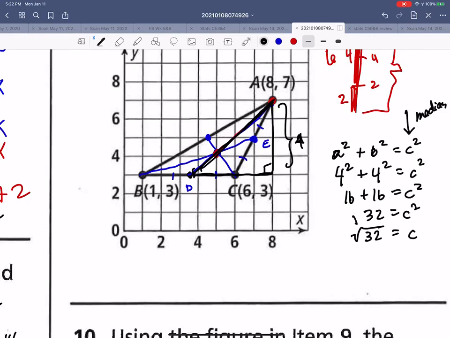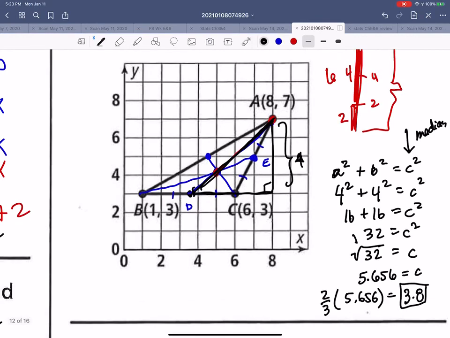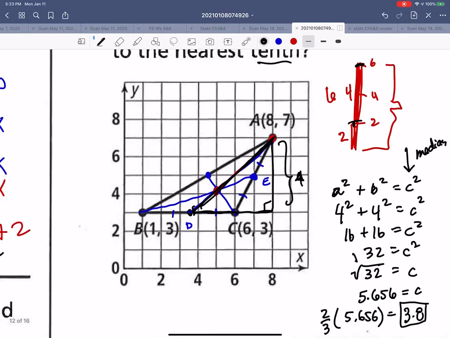Okay, so the square root of 32 is 5.656. And I need 2/3 of that. So 2/3 of that, to the nearest tenth, I get 3.8. So it's almost 4, and it was actually close to what I approximated. I thought it would probably be close to 4, because this whole thing looks about 6. See how that whole length looks about 6.